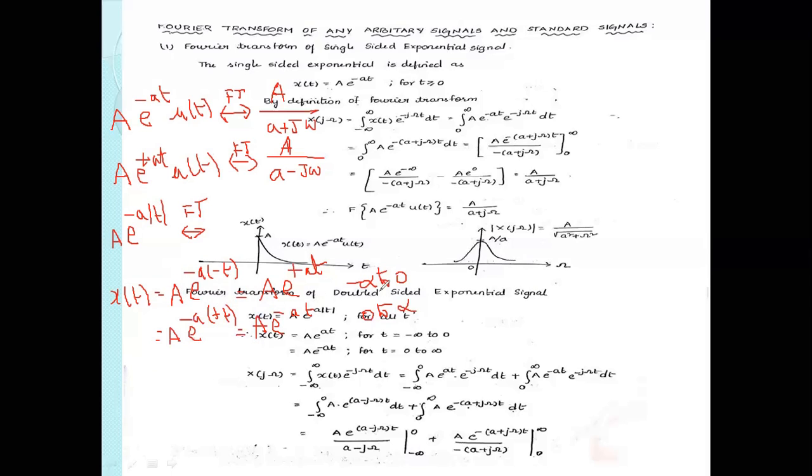Find the Fourier transformation of this signal x of t. We have the definition of the Fourier transformation: integral from minus infinity to 0. So what is the exponential here? e power at, and a is also there, so a into e power at dt, plus, for this function also a is multiplied, a into the integral from 0 to infinity of e power minus at dt.